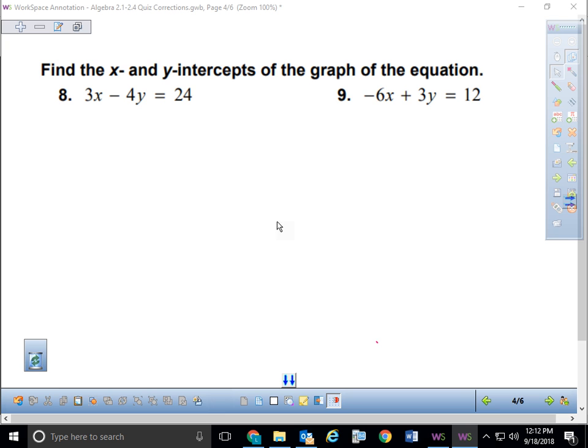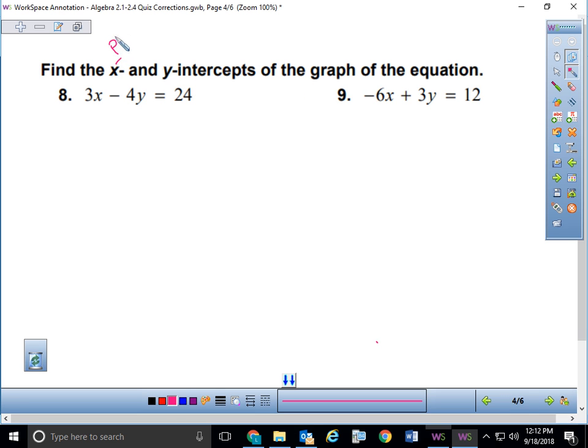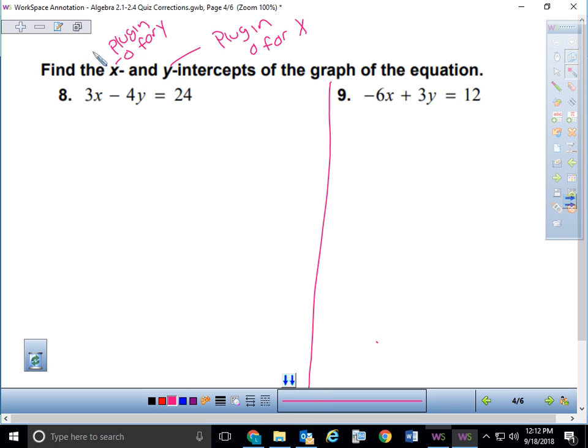8 and 9 is what we're trying to work on now. Both the directions are the same. We have to find the x and y intercepts. Remember, to find the x-intercept, you plug in 0 for y. To find your y-intercept, you plug in 0 for x. So you're plugging in 0 for the opposite variable. So a lot of people make some mistakes on that. So first I'm going to label my work here at the x-intercept, and I'm going to find the y-intercept.